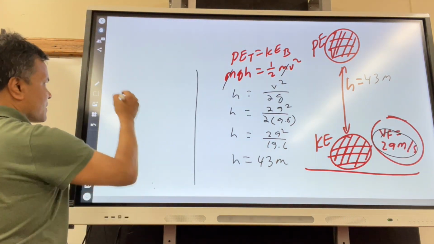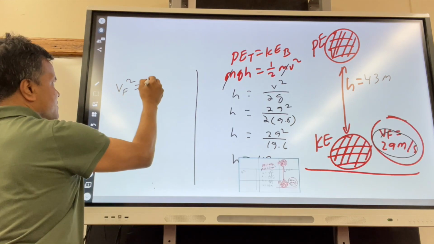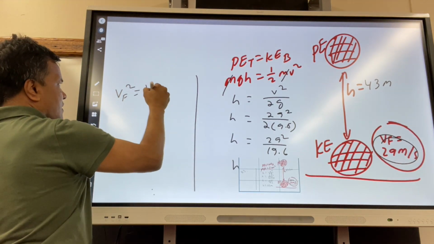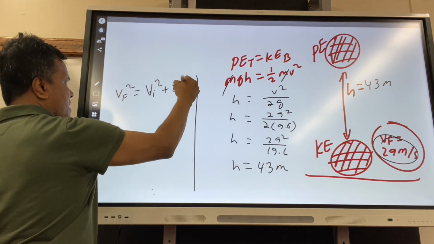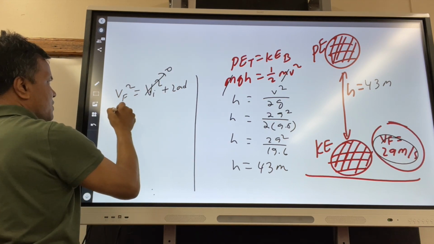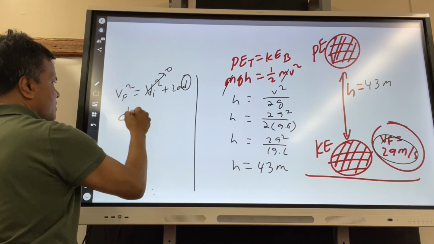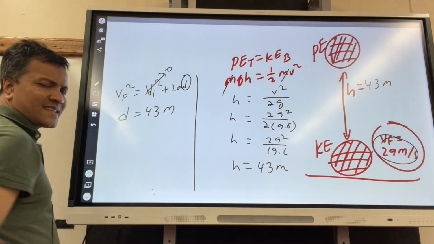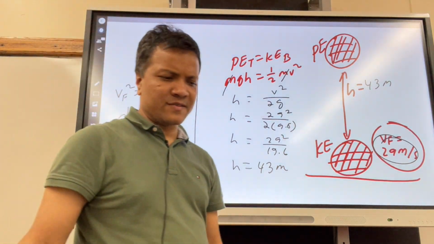You can also solve it this way. Vf squared is equal to vi squared plus 2ad, and this one is 0, so your d would be 43 meter. So you get the same answer, so you have a preference.